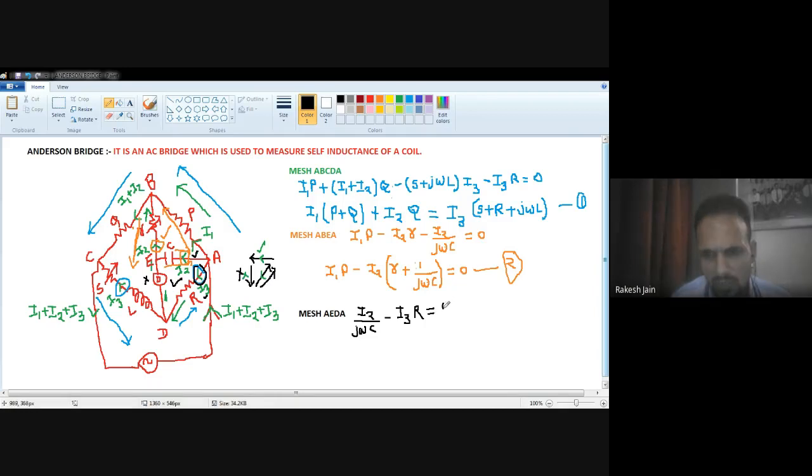So that is equal to 0. So I can write this as I2 upon j omega C is equal to I3R, because this minus I3R will move to the right hand side, and the negative sign will be neglected, so this is completely equal to I3R. So I2 upon j omega C is equal to I3R. This is my equation number 3 for this Anderson equation.